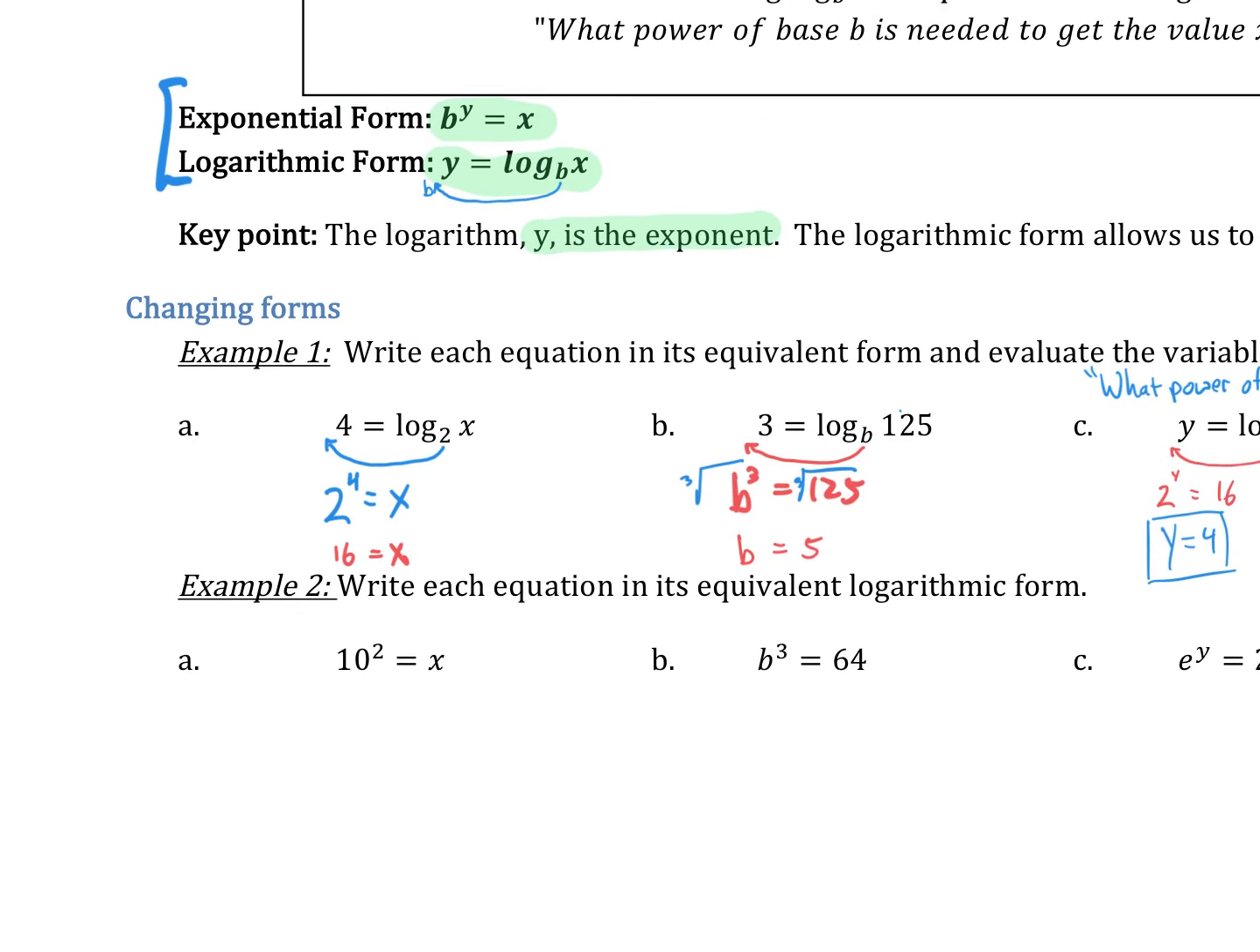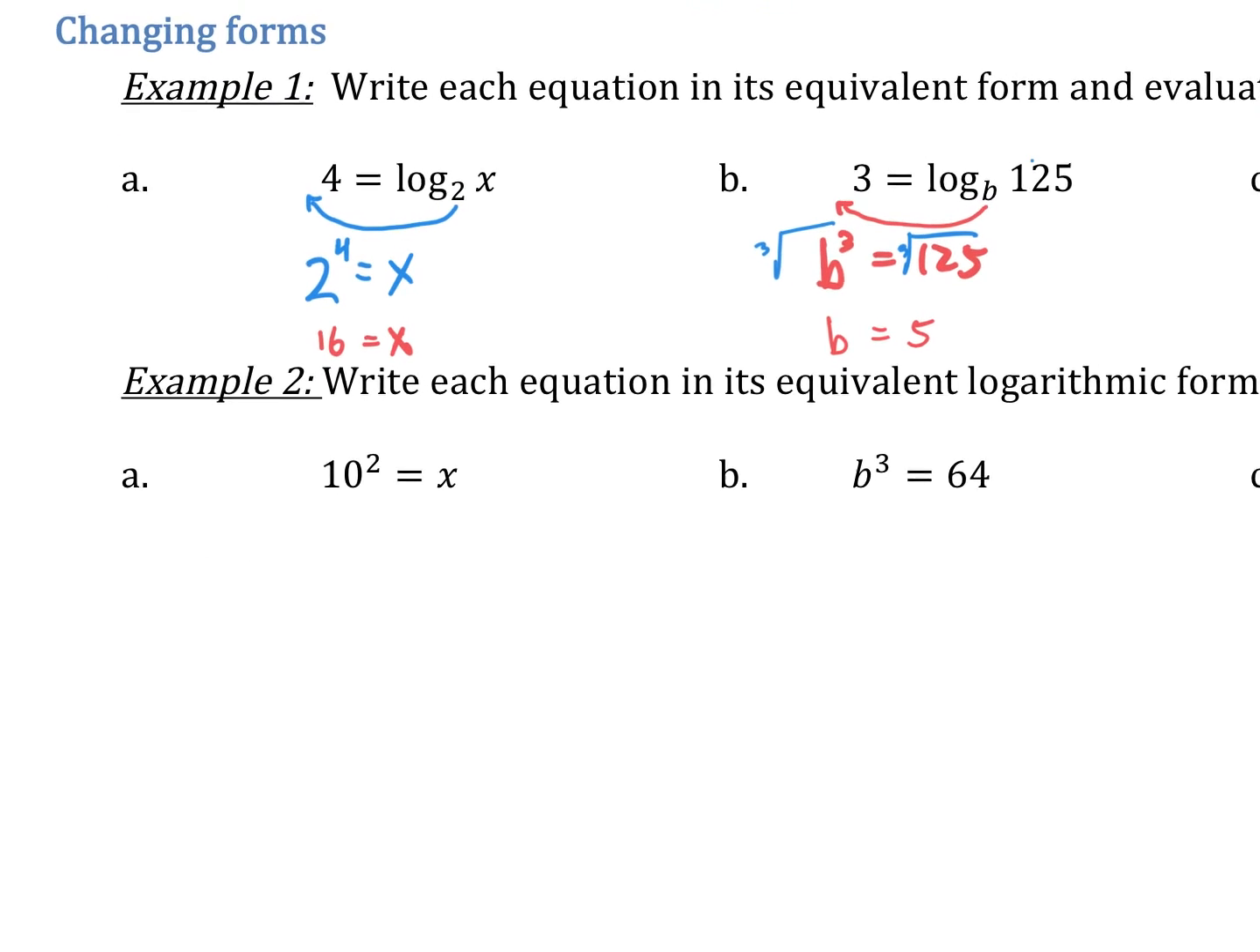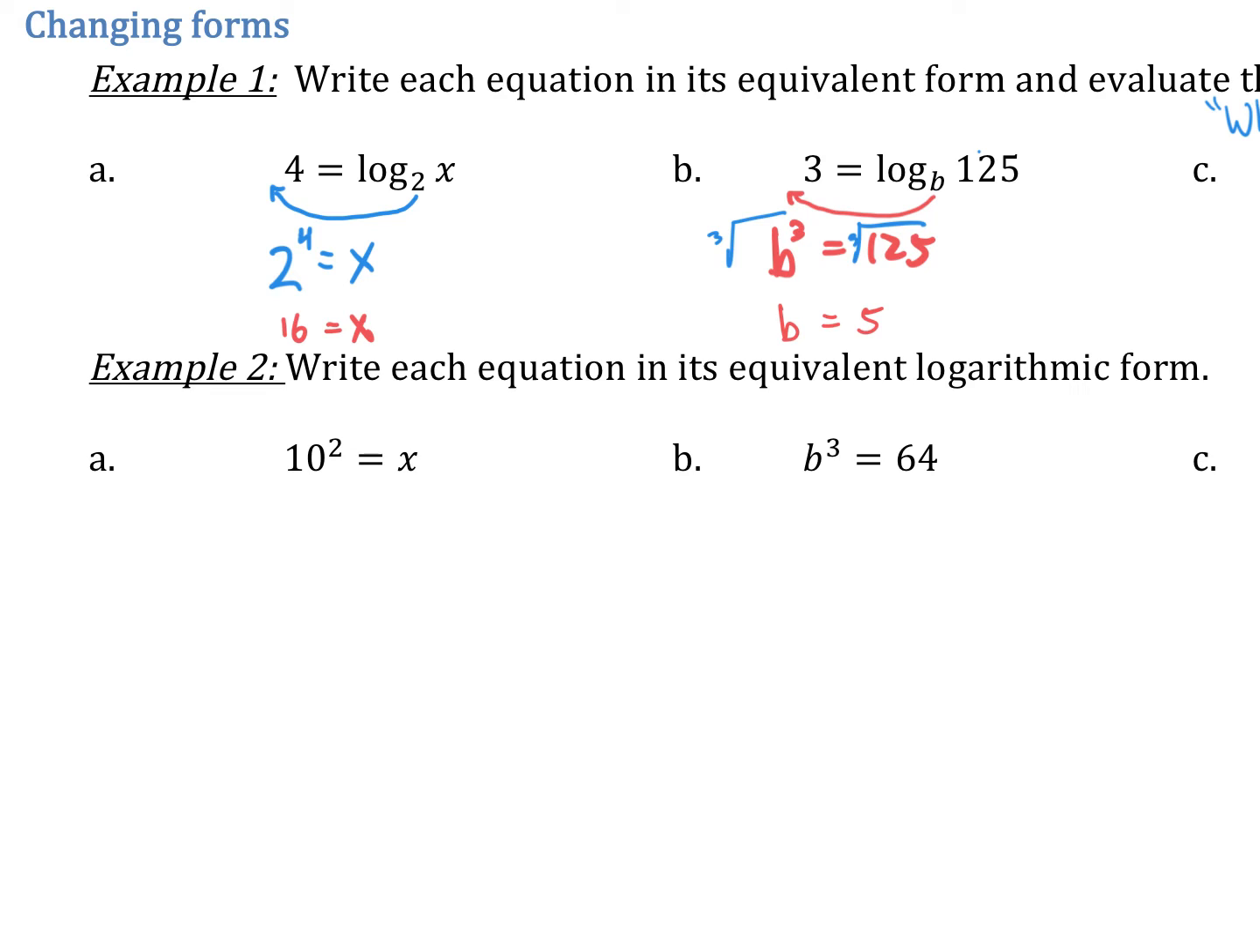So let's go ahead and change these now, going the other way. Let's write these in logarithmic form. Now here we rewrote them and we went ahead and evaluated them. Here, let's just rewrite them. We're not worried about evaluating them. Just going the other way now, all right? So in logarithmic form now, we're going to take the base 10, swing it around, and it becomes the base of the log. Log base 10 of x is 2. So that is the log form.